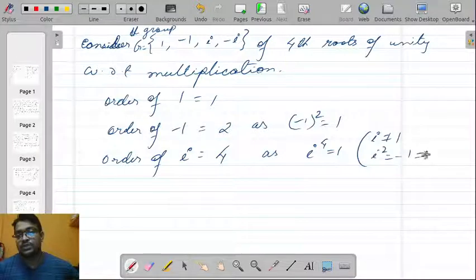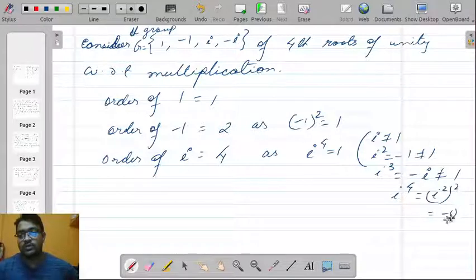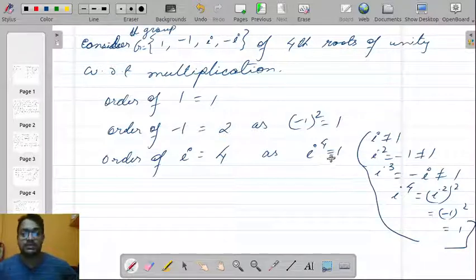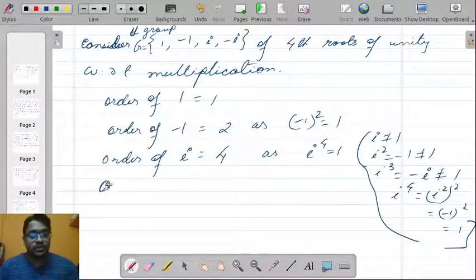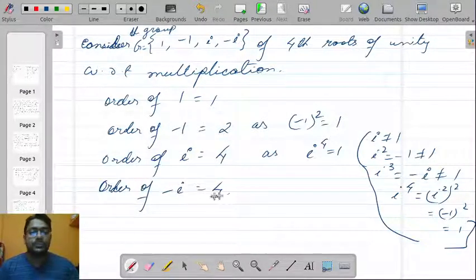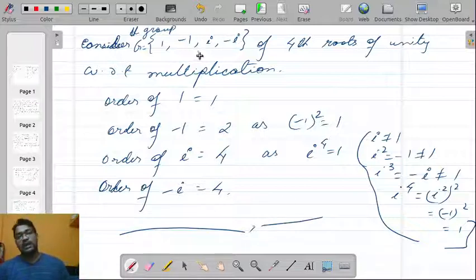i square is minus 1, which is not equal to 1. i cube is actually minus i, which is also not equal to 1. But i to the power 4 is 1. i to the power 4 is actually i square whole square, so this is minus 1 square, this is 1. So 4 is the least positive integer which satisfies this. So the order of i equals 4. Similarly, the order of minus i is also 4. So this group has elements of order 1, 2 and 4.